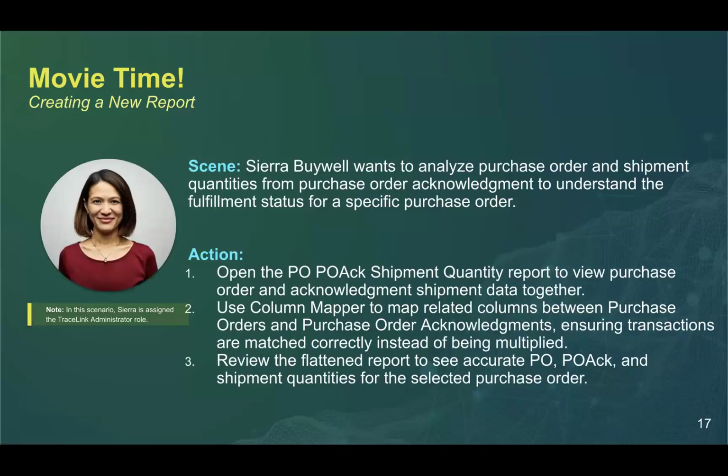For the problem statement, Sierra wants to analyze the purchase order and shipment quantities from purchase order acknowledgement and wants to understand the fulfillment status for the specific purchase order. So we will open up a purchase order and purchase order acknowledgement shipment quantity report, and we will see the data for one particular purchase order acknowledgement. Then I will explain in brief what happens without column mapper, and how we can use the column mapper to get accurate aggregate results.